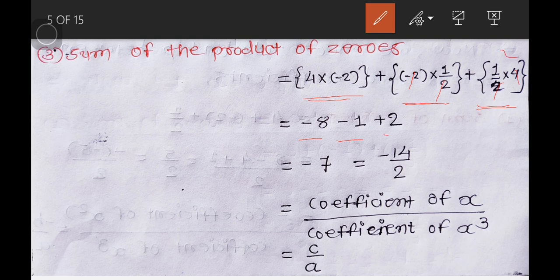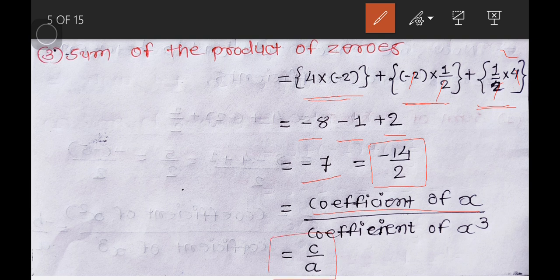So here we find p of 2 plus 2. Now we evaluate, then we get minus 7, and we can write minus 7 as minus 14 divided by 2. Now we know that minus 14 is the coefficient of x and 2 is the coefficient of x cube. So we can write c by a.